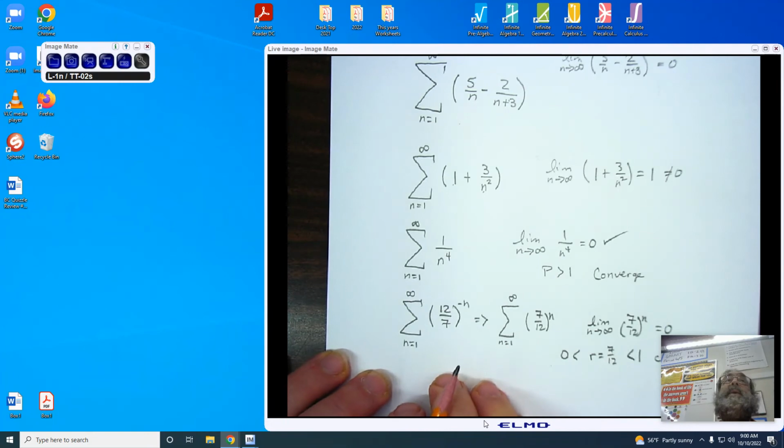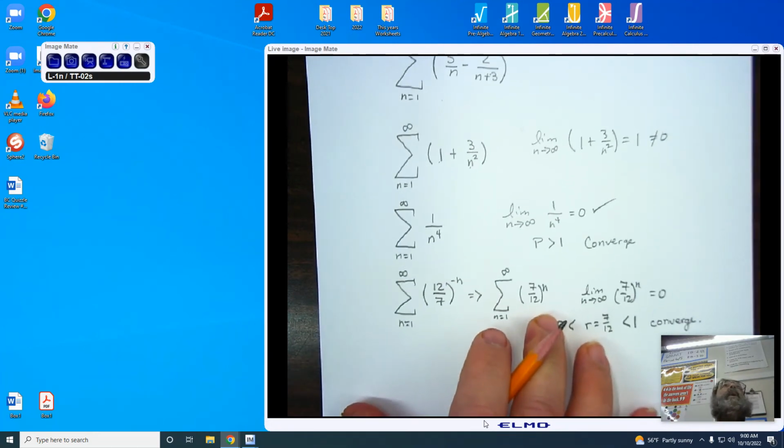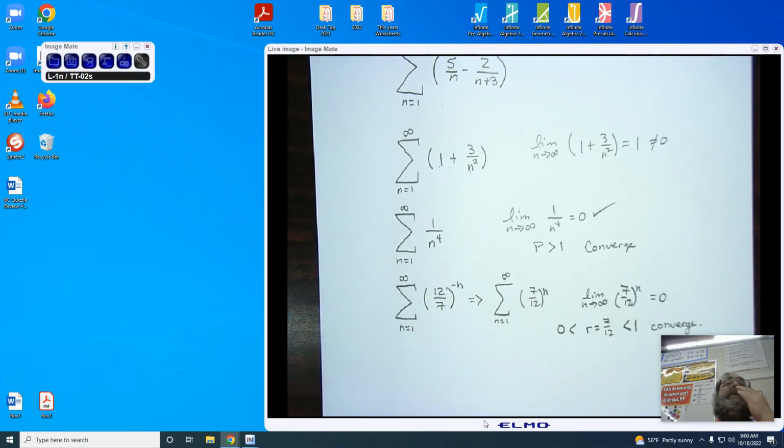What you're already starting to see here is situations where the rules can get a little confusing. For example, I'm looking at 7/12 to the power of n, which is a common ratio, and that common ratio has to be between 0 and 1. Whereas a p-series can't have a p between 0 and 1, because that would make the p-series diverge. So your job is to navigate through the shoals and rocky waters of this flowchart.